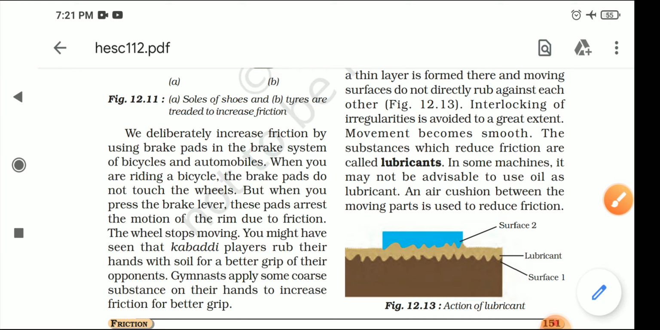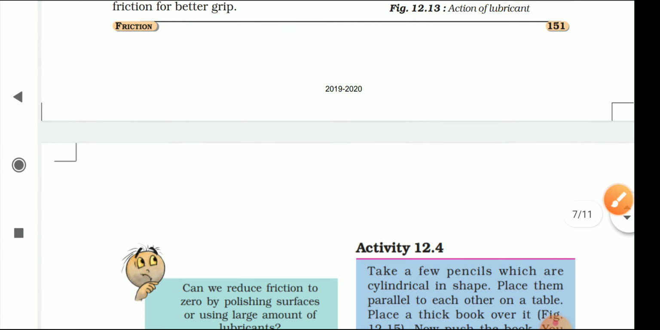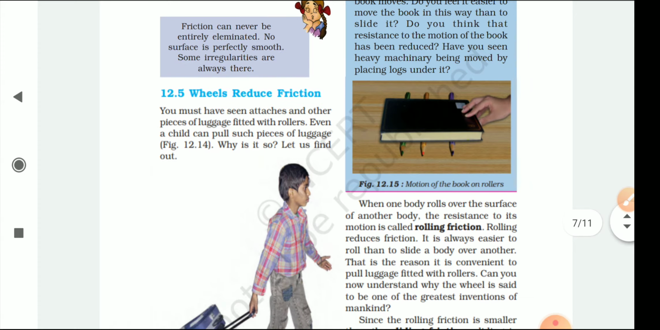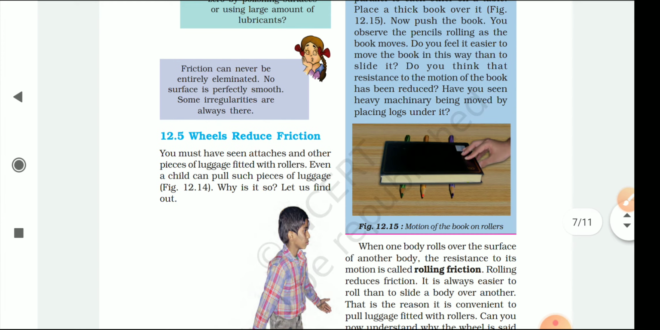Now here you can see this is the rough and the smooth surface. So we already discussed that. Now today we will also read how we could reduce friction.